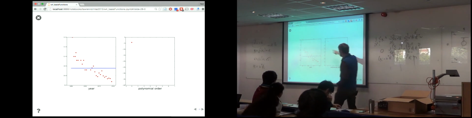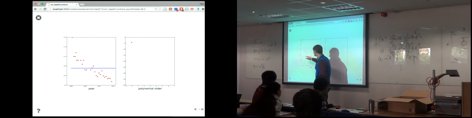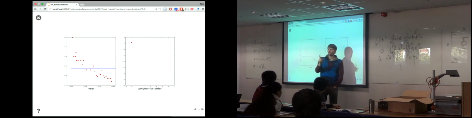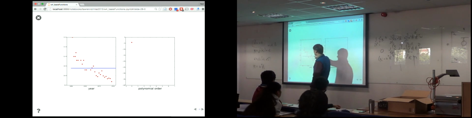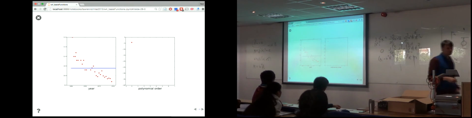So we're going to do some polynomial fits to the Olympic data. What I'm going to show you is the least squares error on this plot here, and I'm showing you the fit. So this is a zeroth order polynomial fit. There's one basis function, and it's just a constant function. So all it actually fits to is the mean. It just finds the mean of the data.